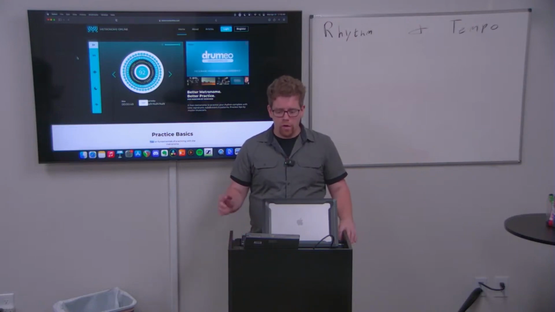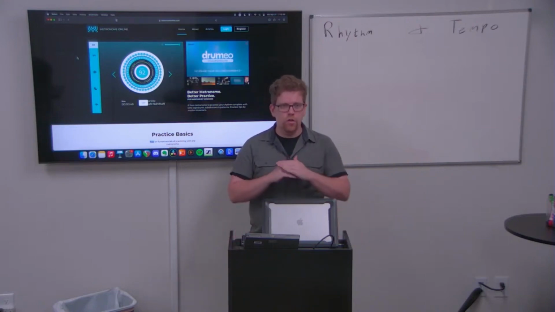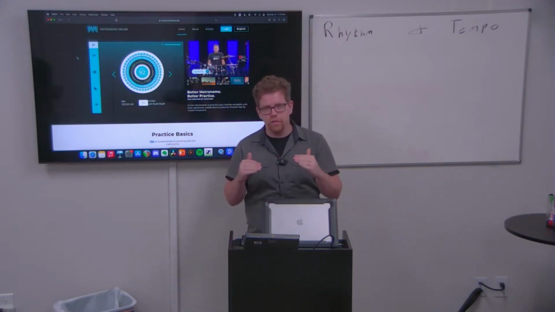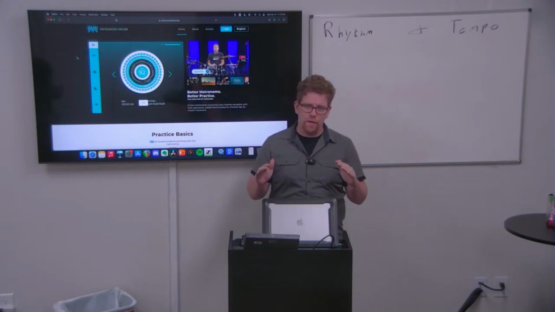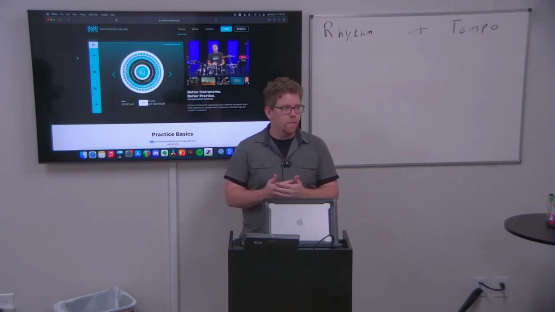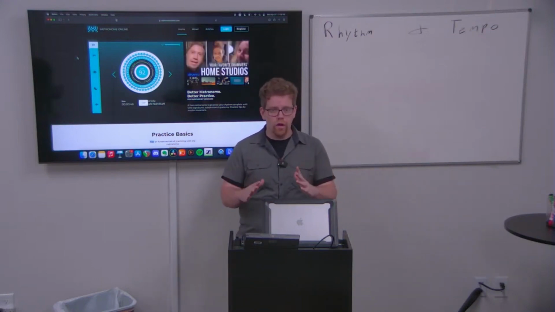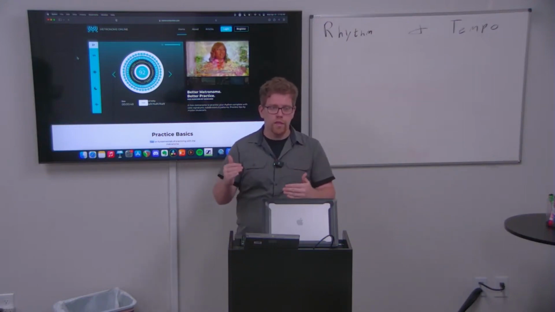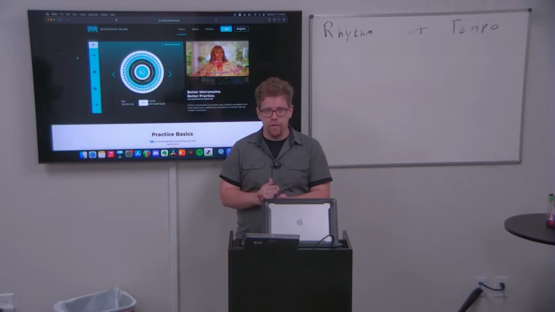Rhythm and tempo are where we're going to begin because they are universal for every single instrument, every single vocalist, every single everything. Drummers who maybe are only playing one drum don't really care about pitch or those relationships, but they do still need to know what their rhythm is, what their tempo is.